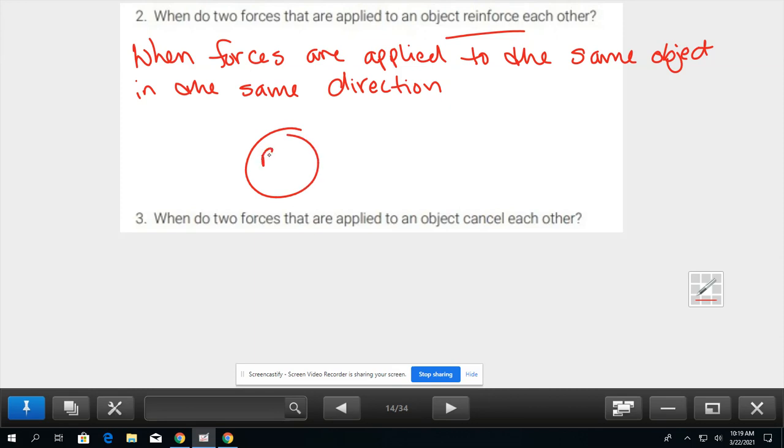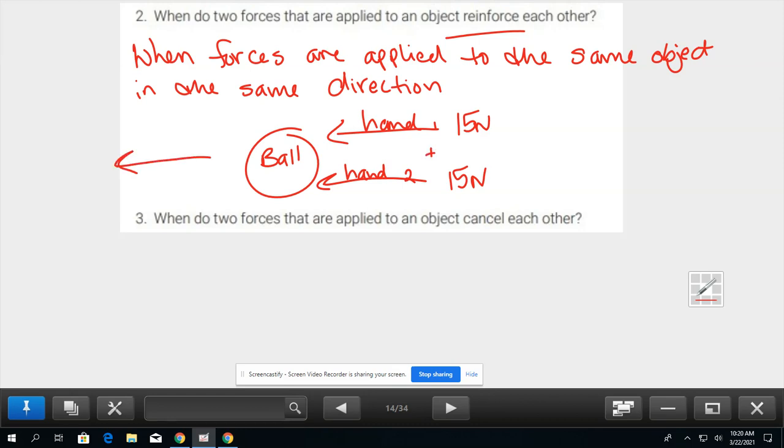So if I have a ball and I have one person's hand that's pushing on the ball in that direction, and I have another person pushing on the same ball. So if I push with 15 newtons of force and they push with 15 newtons of force, then our forces are going to work together. They're going to reinforce each other. And my ball is going to move in this direction at 30 newtons. 15 plus 15 is 30.